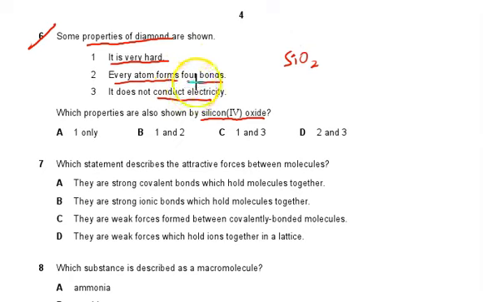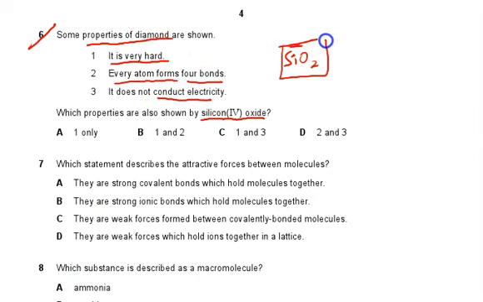So we can see it appears as a linear structure, where they have this type of structures. So number 2 will be out. It is very hard, so number 1 will be selected, and it also does not conduct electricity. So 1 and 3 is your answer, so your answer here will be C.